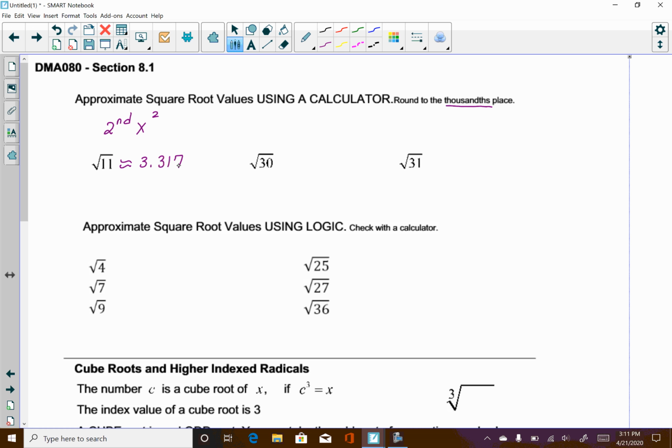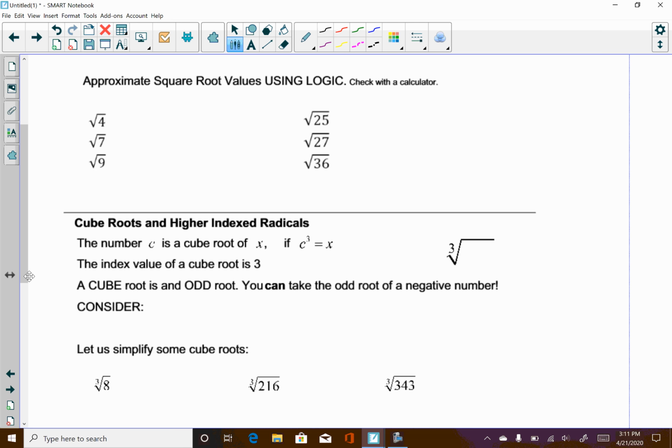Okay. All right, if we move on down then to the next piece, it says, well, approximate square roots using logic. So for example, I'm just going to look at the example over here on the left, but you could try the example over on the right by yourself. So the square root of 4, we know that's perfect. That's 2. And the square root of 9 is 3. That's a perfect one. So then if we want to know the square root of 7, it's not a perfect one, but we do have to know then that it has to be somewhere between 2 and 3. Does that make sense? It's got to be between 2 and 3.